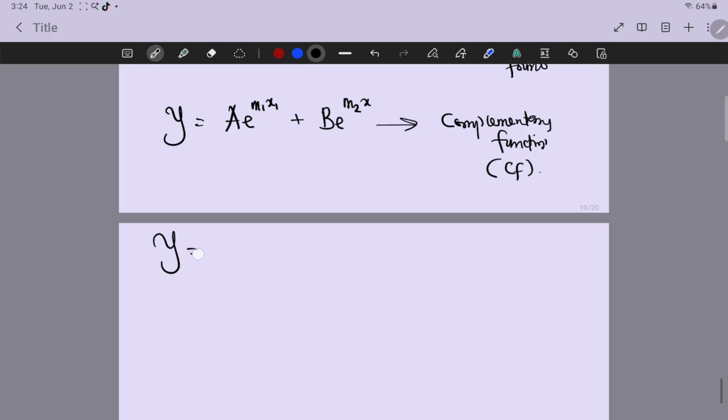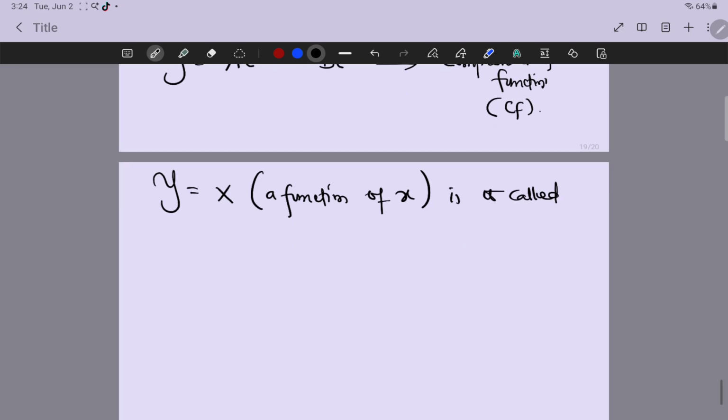Now, whenever you have y is equal to X, which is a function of x, this is called the particular integral. Is that okay? All right.